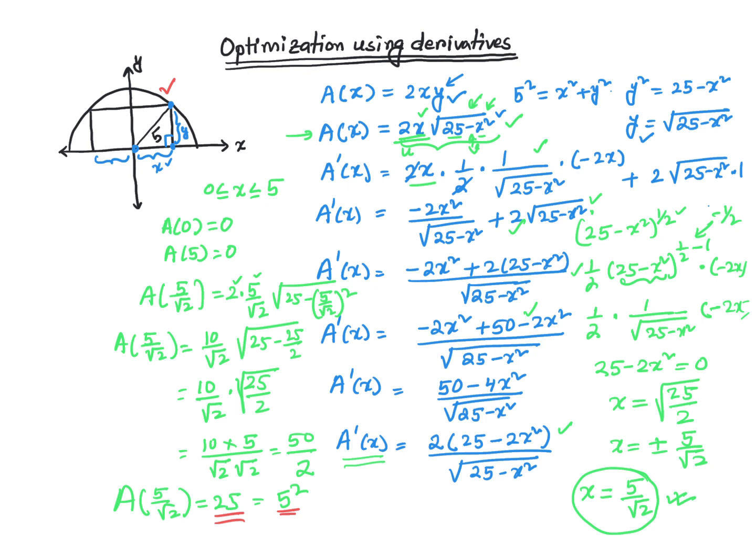And if you look at the radius, which is 5, you can actually say it's just r squared.